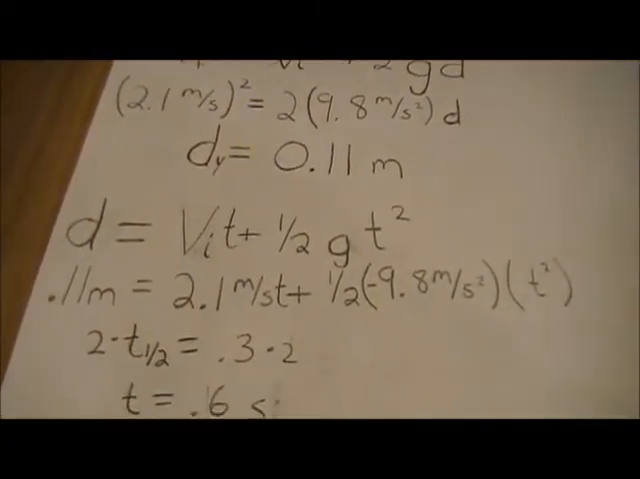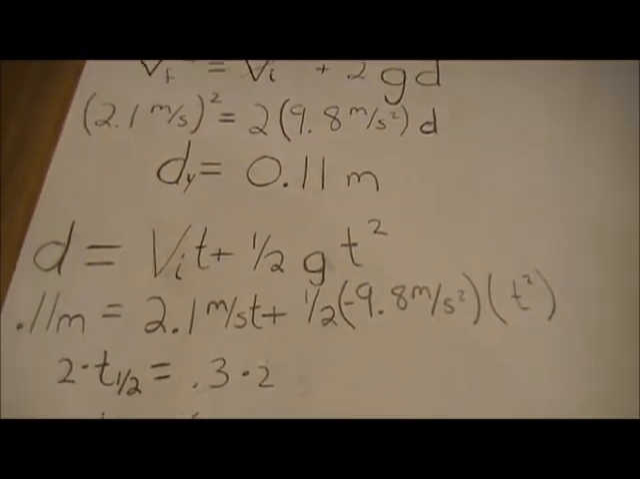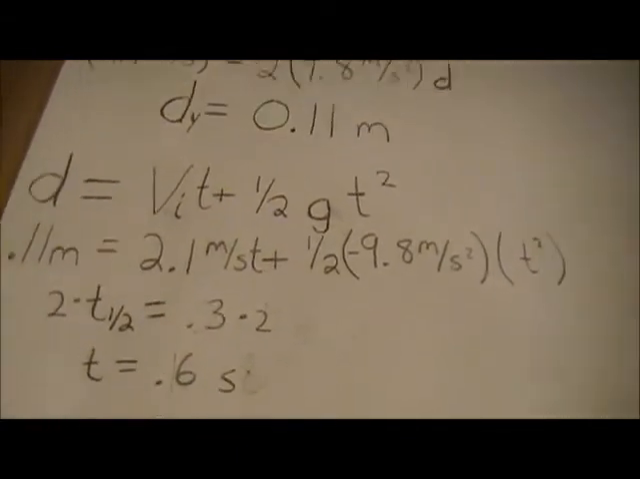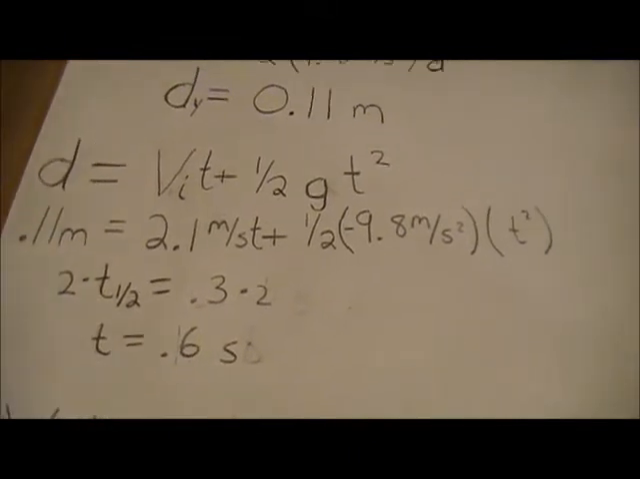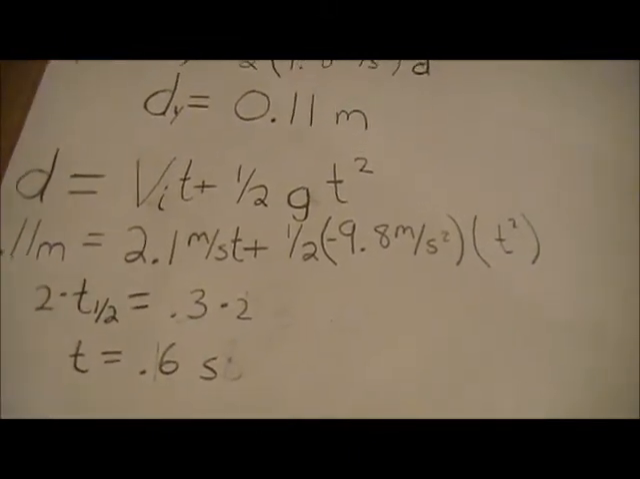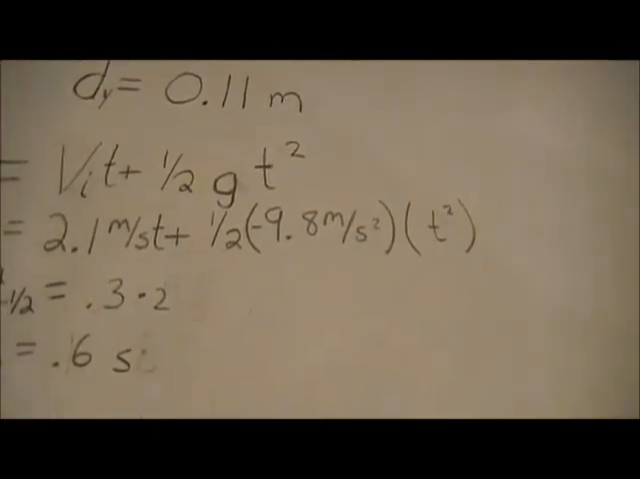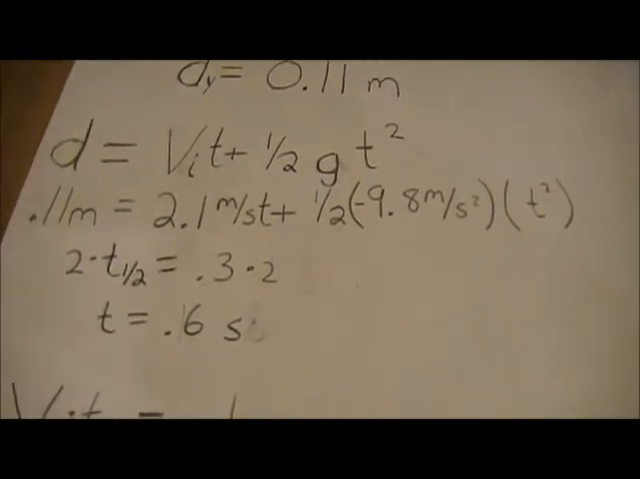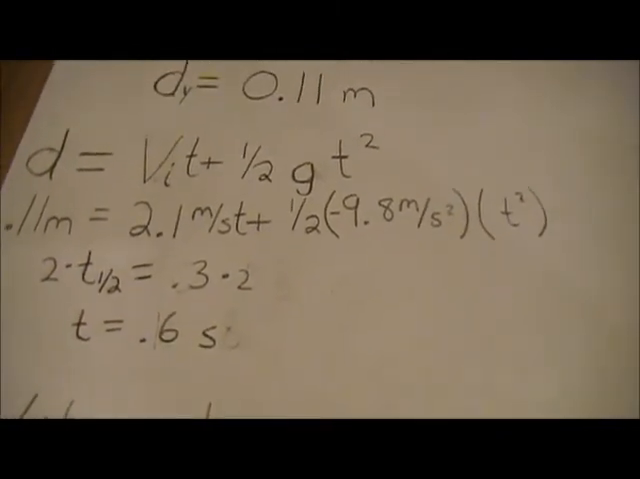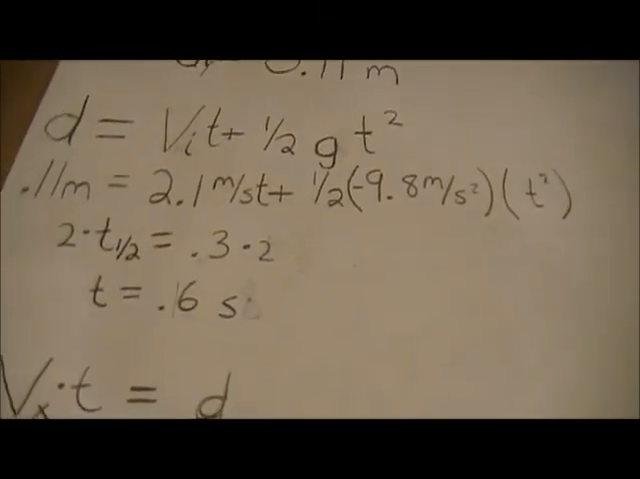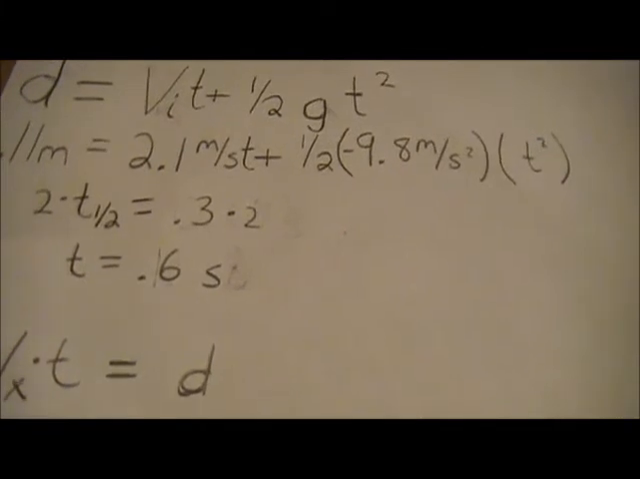Then with that you plug into the formula d equals Vi t plus 1/2 g t squared, and that's 0.11 meters equals 2.1 meters per second times time plus 1/2 negative 9.8 meters per second squared times time squared. You solve for the half time because that is still only the trip down, and since it goes up and then down, you have to multiply by 2. So it's 0.6 seconds that the bike is in the air.